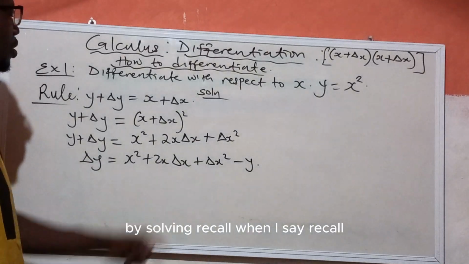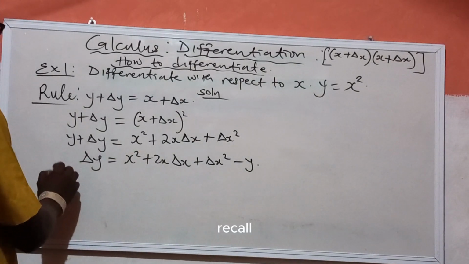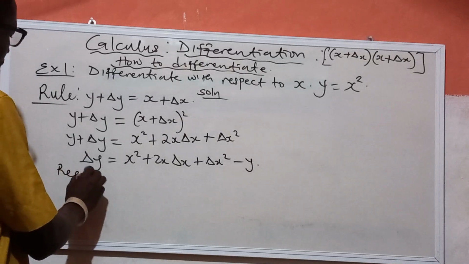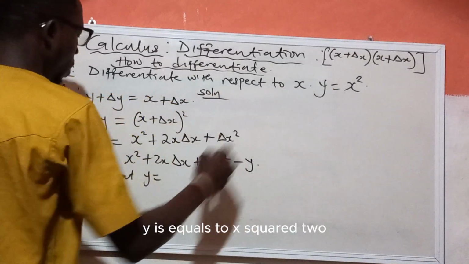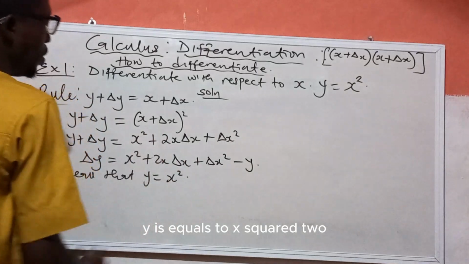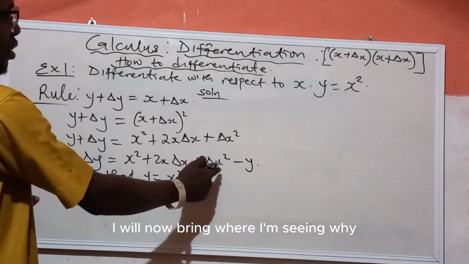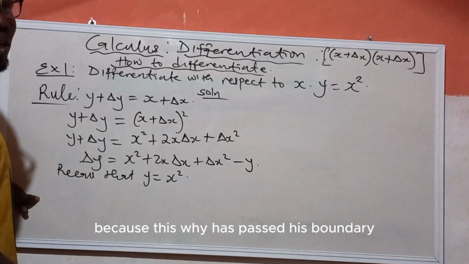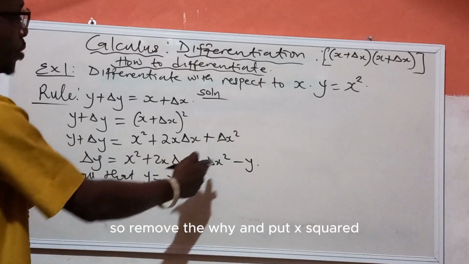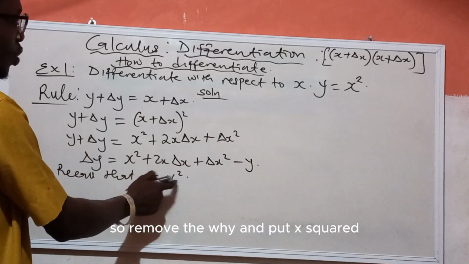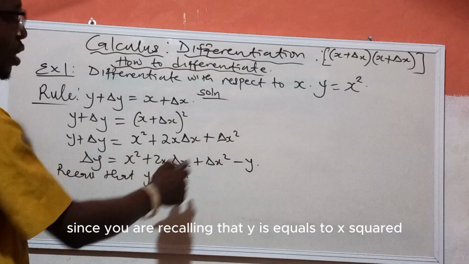Now, by solving, we recall that y is equals to what? Y is equals to x squared. So I will now bring in x squared where I'm seeing y, because this y has passed its boundary. What is y looking for in x family? So remove the y and put x squared there, since you are recalling that y is equals to x squared.